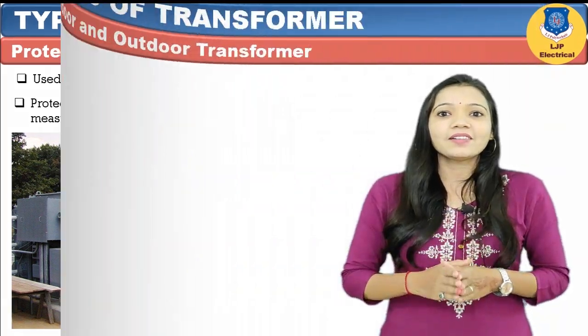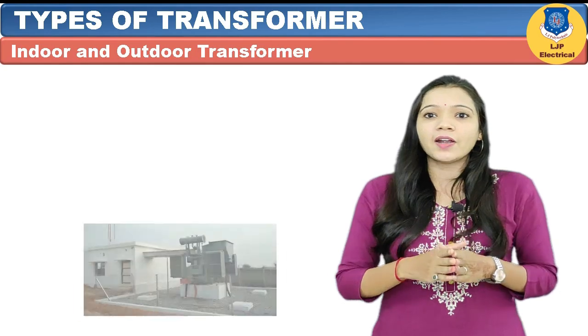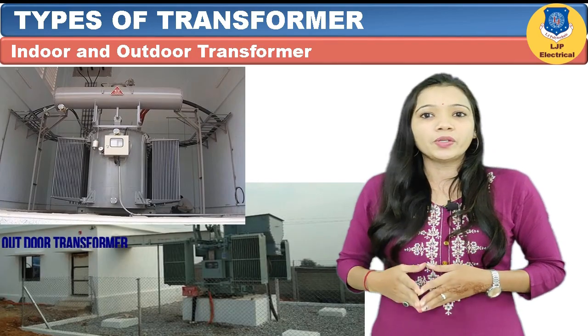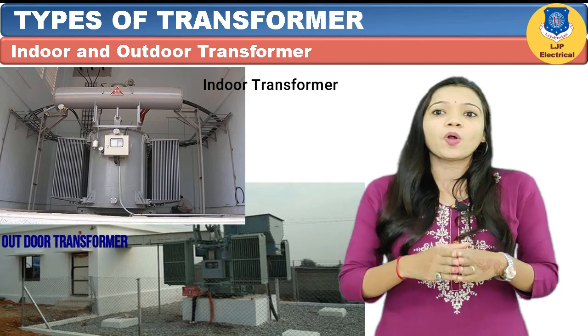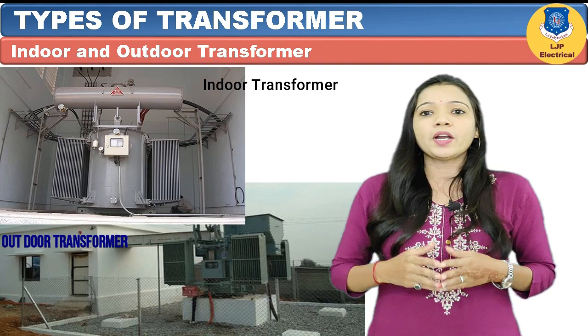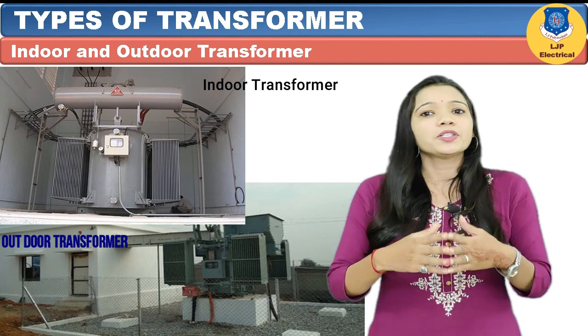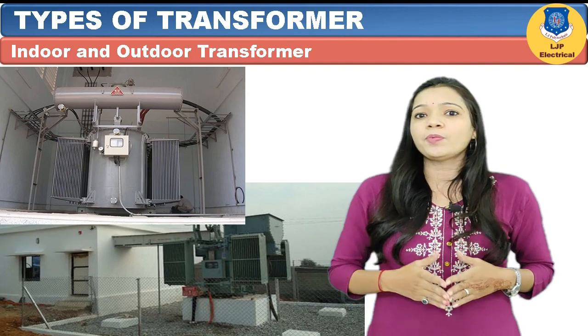So the next is the transformer based on the place of use. They are classified as indoor and outdoor transformers. The indoor transformers are covered with a proper roof, as in the process industry. The outdoor transformers are nothing but the distribution transformers. So this is all about the different types of transformer.